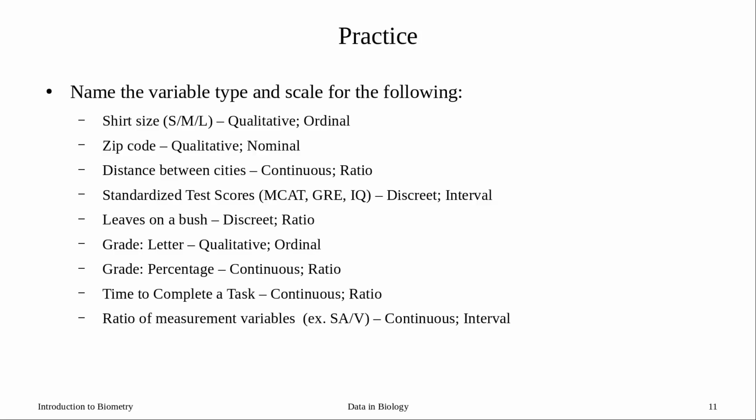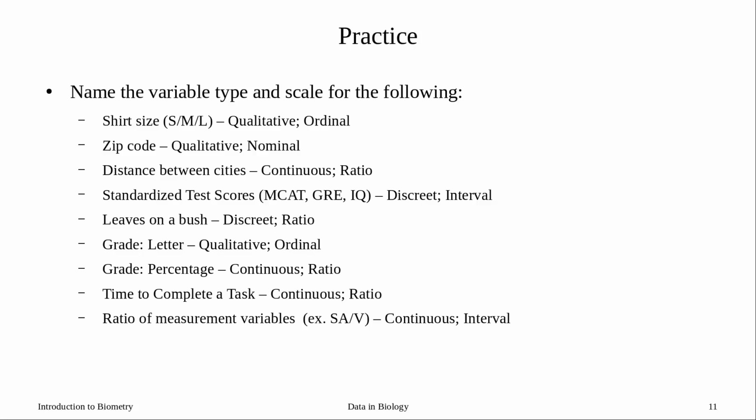If we're working with the percentage, well, now it's continuous. It's a continuous type of variable. You have decimal places, and it's a ratio. So your statistical tests that are available to you depend on if you're working with a letter grade or percentage grade. Time to complete a task, this is continuous. It's ratio. You can't complete a task in negative time.